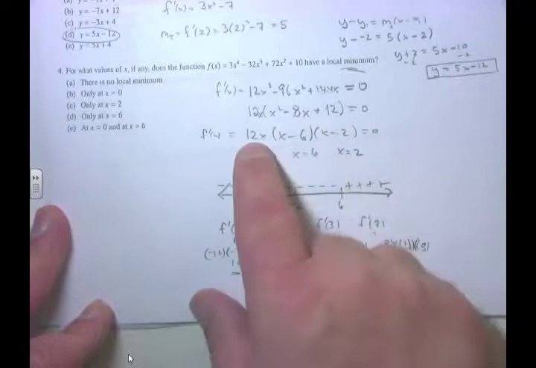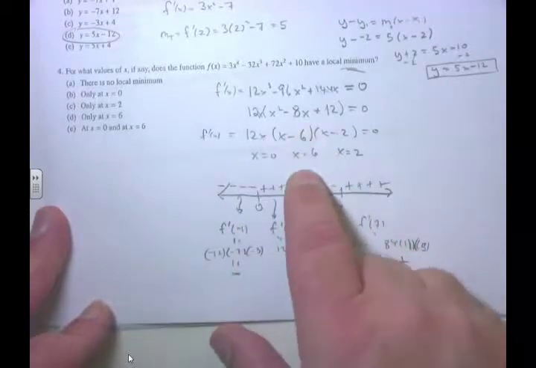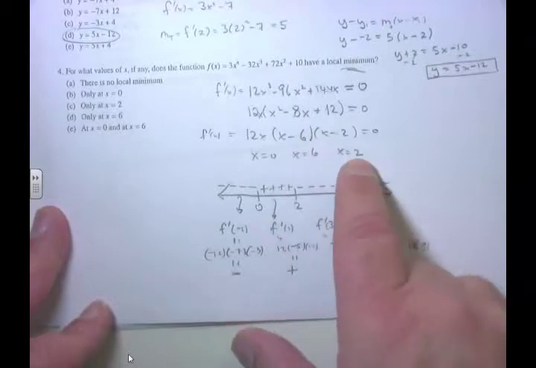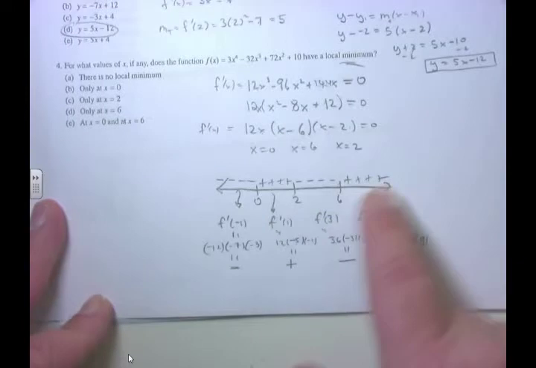We said each factor equals 0, so 12x equals 0 gives me x equals 0. x minus 6 equals 0 gives me x equals 6. x minus 2 equals 0 gives me x equals 2. And I put them on a number line. To figure out maxes and mins, you want to put them on a number line.